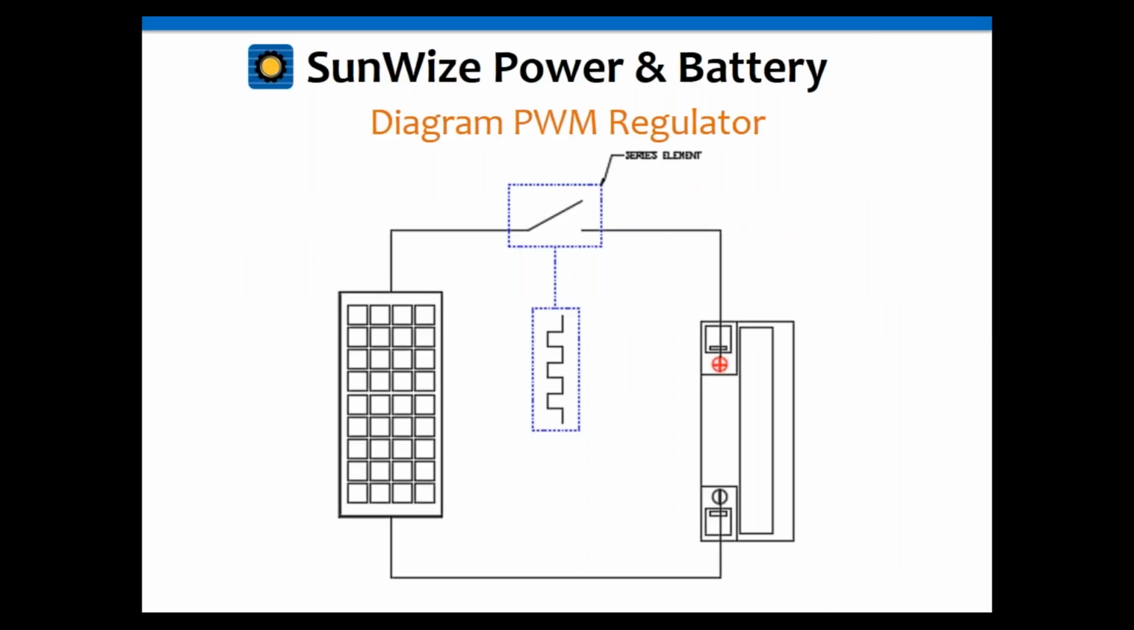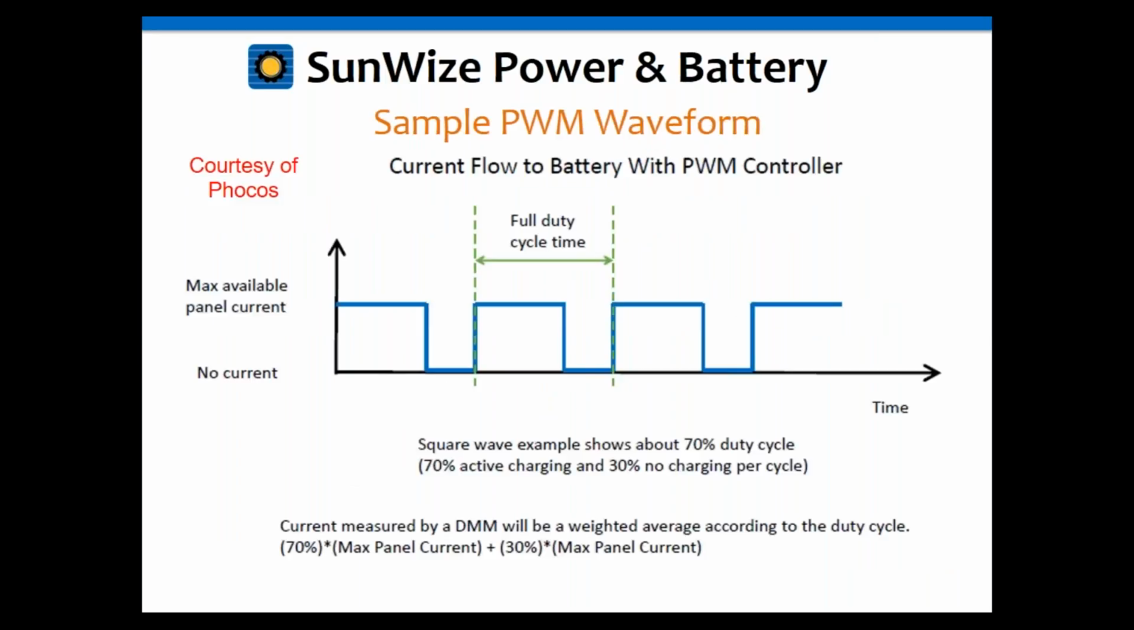And here's the simple diagram of the PWM regulator. Again, this is exactly the same as a series regulator, other than you've replaced a relay with a transistor, and then you're sending it a waveform. We're going to share that waveform in just a second. Here's an example of that waveform, and this is important to understand with pulse width modulation.